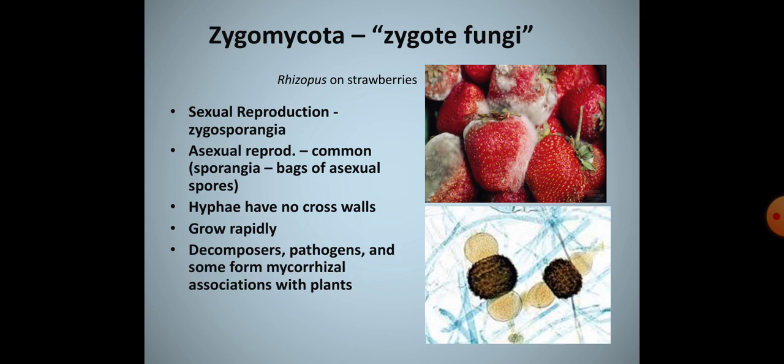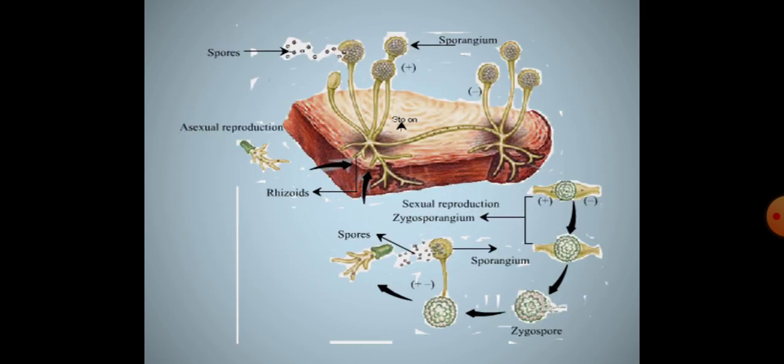Mycorrhizal association means the association between a fungus and the root of higher plants in order to increase the surface area for absorption of nutrients from soil. Since the tall plants need a large amount of water and nutrients from soil, which cannot be done through the root hairs, mycorrhizal association provides sufficient nutrients to them.